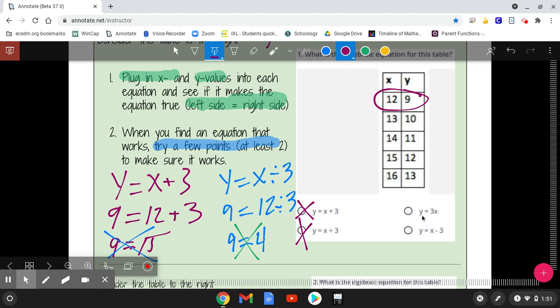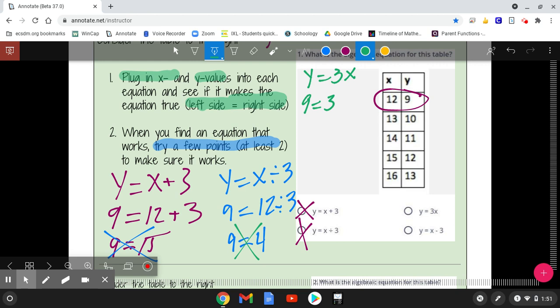Let's try the next equation. y equals 3x. Again, you can choose another point or use the same point. It doesn't matter. In this case, we'll use the same point, so we'll replace y with 9 and x with 12.